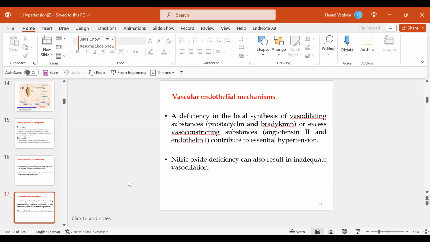And another thing with increased blood pressure is if you have a deficiency in nitric oxide, which in a normal circumstance, when nitric oxide binds to your blood vessels, it causes vasodilation. But with a deficiency, there won't be that aspect of vasodilation.